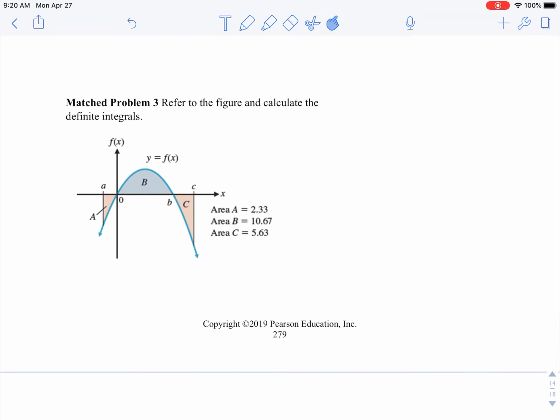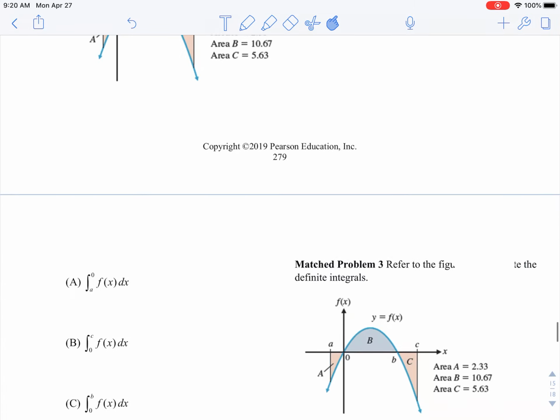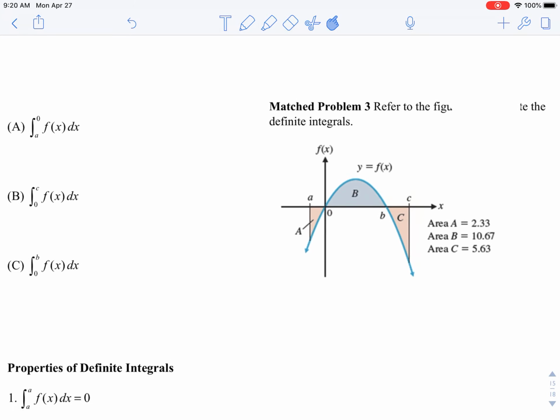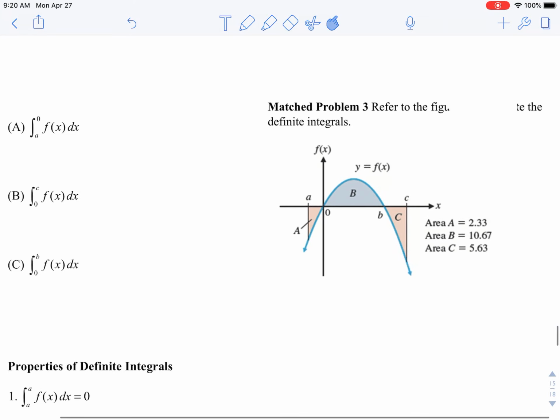Okay, so there is a matched problem with areas A, B, and C. I copied it over onto this page, so complete A, B, and C, keeping in mind that area A goes from A to 0.